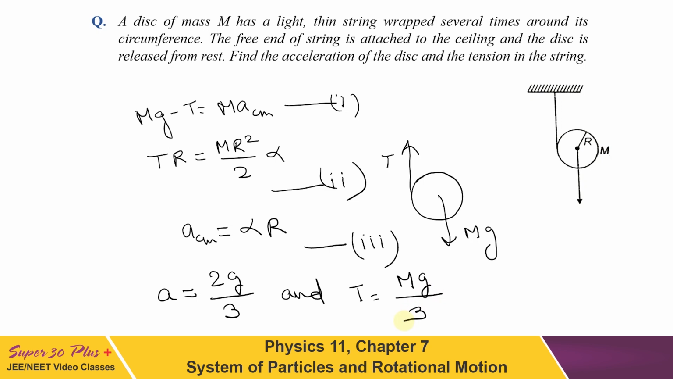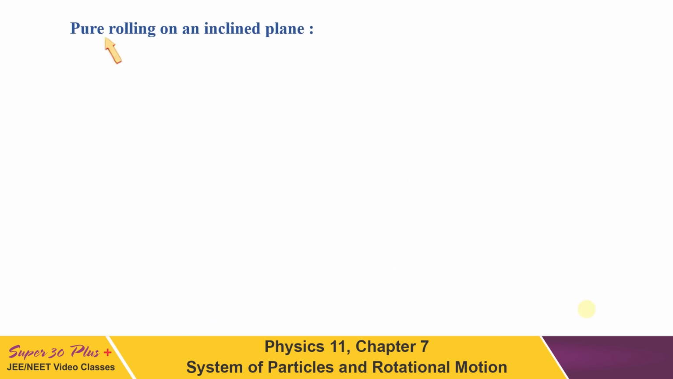The first was drawing an FBD, and the next writing F is equal to ma, then writing torque is equal to I alpha, and at the end solving all the equations. So we followed the steps and got our answers. I hope you understood the steps clearly. The next kind of rolling I am going to consider is rolling on an inclined plane.